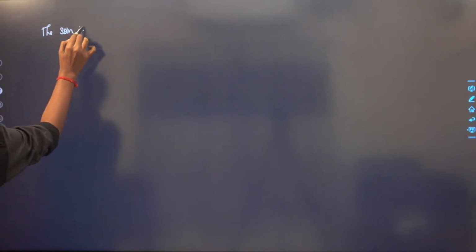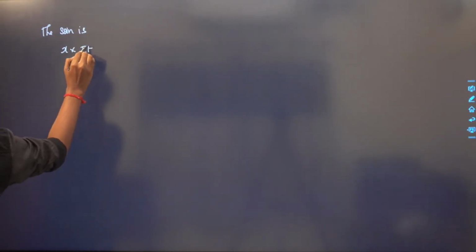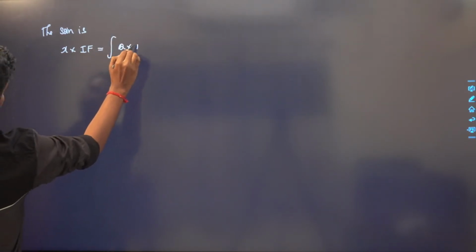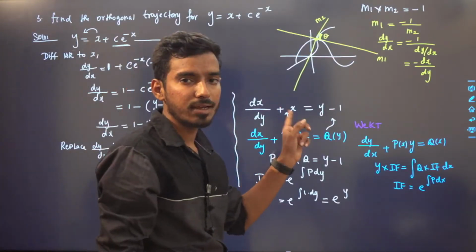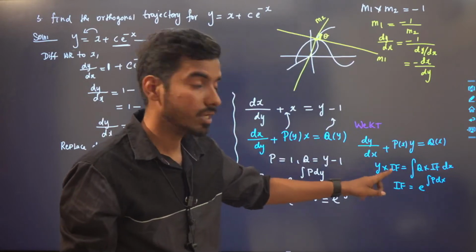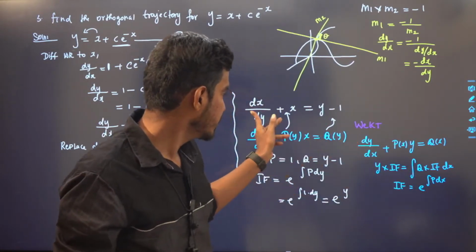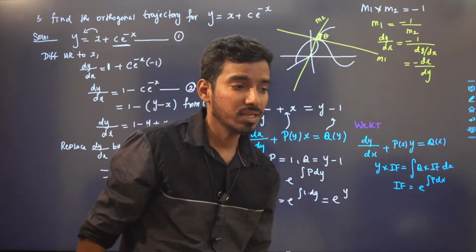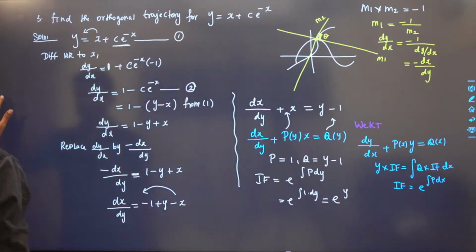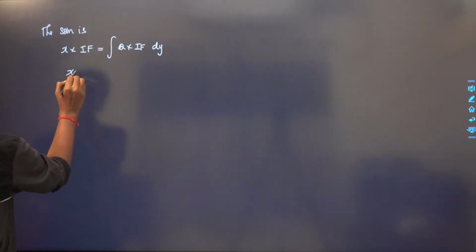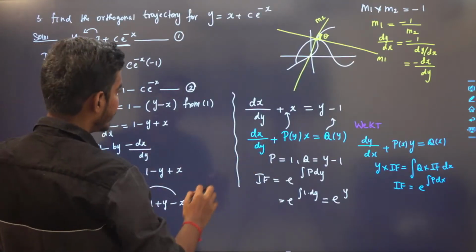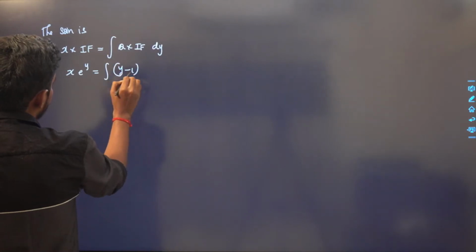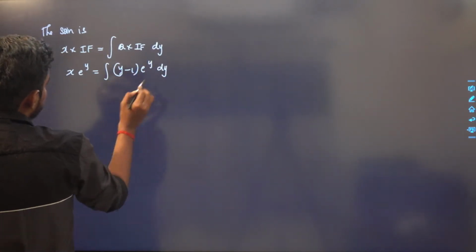The solution is x into integrating factor. Usually we will have y into integrating factor equal to integration of q into integrating factor dy, right? But because it is a linear differential equation in x, not in y, you replace everything x by y. So x into integrating factor e power y is equal to the integration of q, which is y minus 1, into the integrating factor, dy.